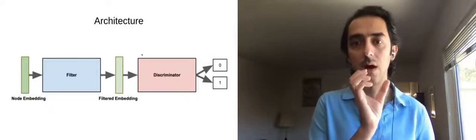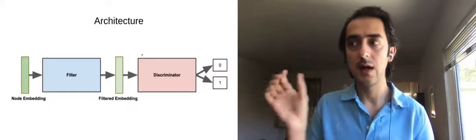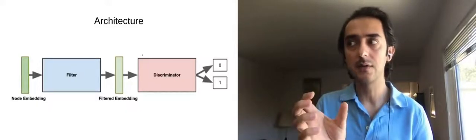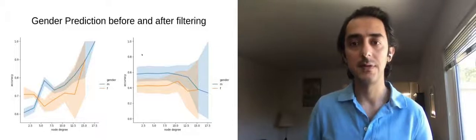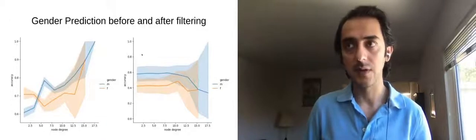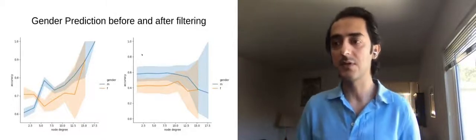We present an adversarial learning approach in which we have a filter part and a discriminator part. The discriminator aims at predicting the sensitive attribute, for example, the gender attribute, and the filter aims at removing this gender attribute from the embeddings. And we look at the effectiveness of our model.